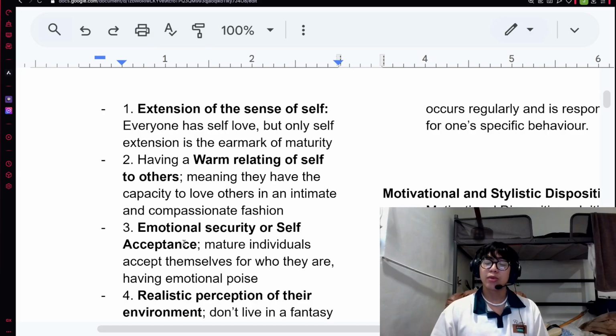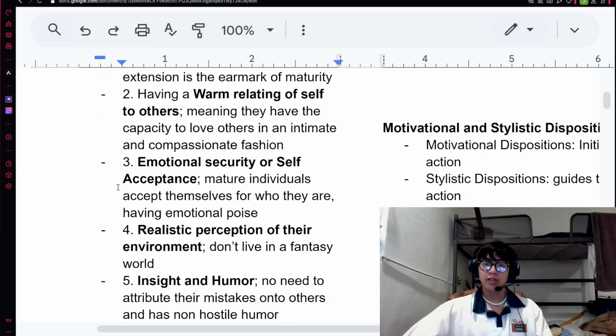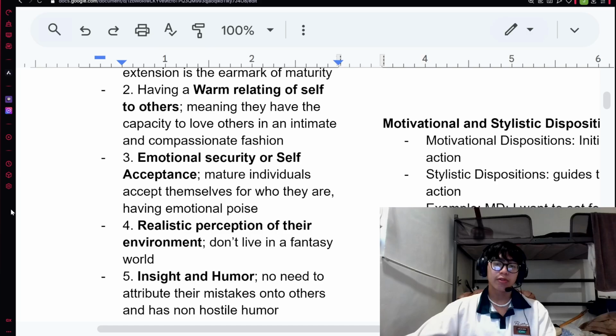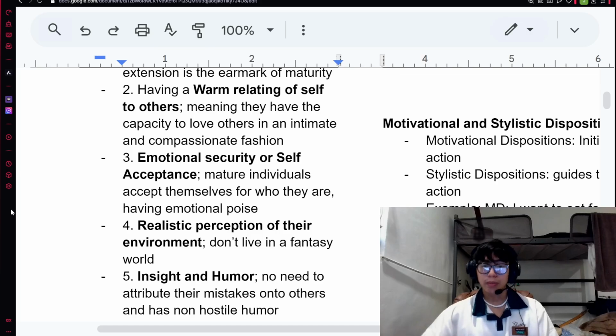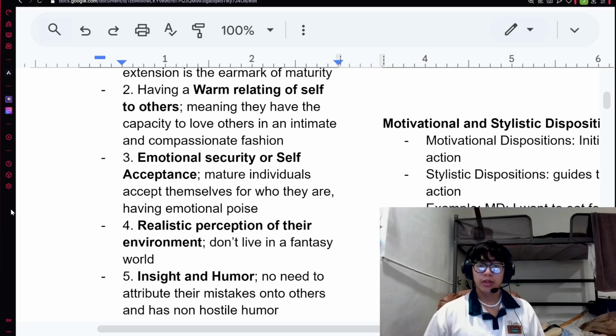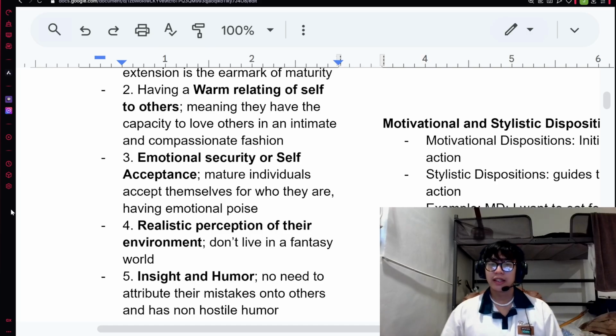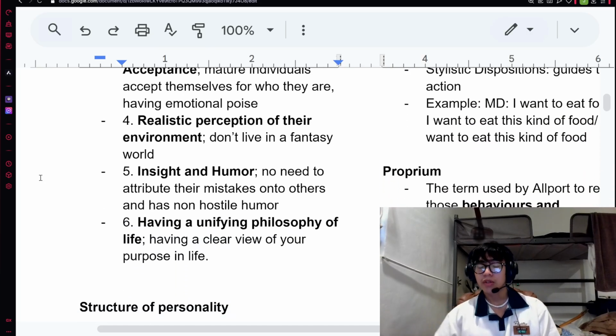Now, number 3 is emotional security or self-acceptance. So mature individuals accept themselves for who they are, and they have emotional poise. So yes, they're not really insecure. They accept themselves for who they are. Yeah, emotional security and self-acceptance. That's kind of self-explanatory. Number 4 is realistic perception of their environment. This basically means that they're not delusional, or they don't live in a fantasy world. Yes. Number 5 is insight and humor.